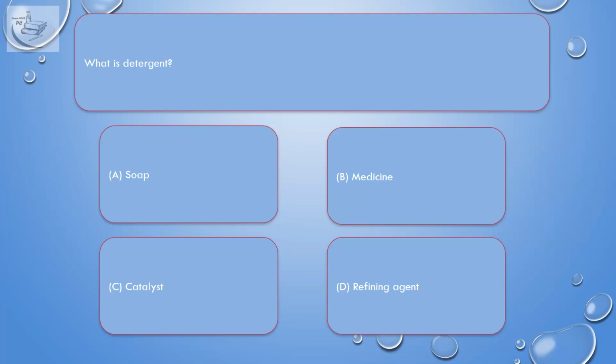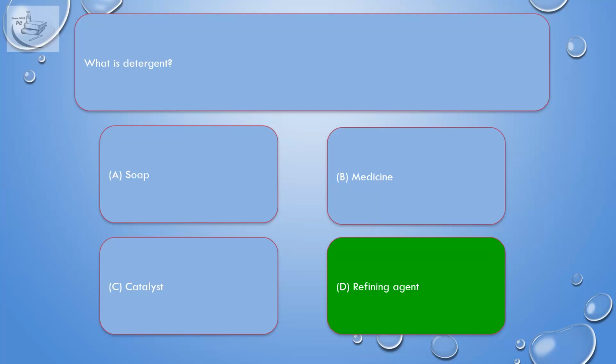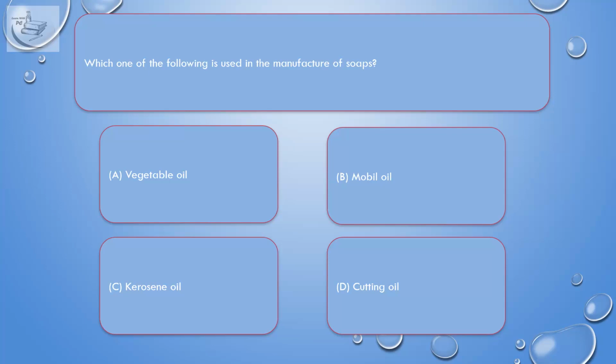Question: what is detergent? A. Soap. B. Medicine. C. Catalyst. D. Refining agent. Correct answer is D. Refining agent. Question: which one of the following is used in the manufacture of soaps? A. Vegetable oil. B. Mobile oil. C. Kerosene oil. D. Cutting oil. Correct answer is A. Vegetable oil.